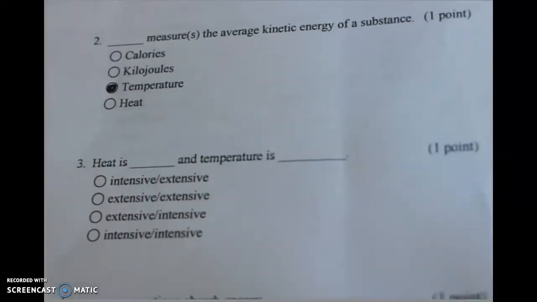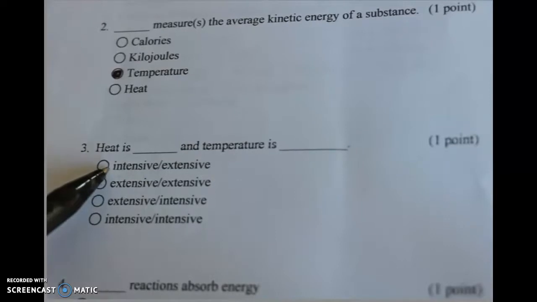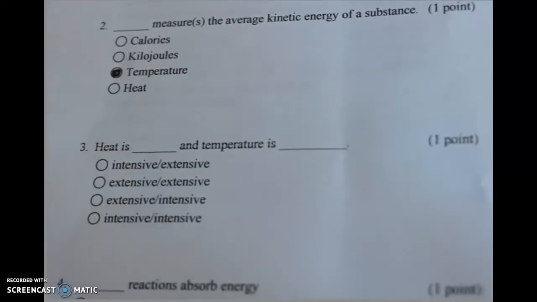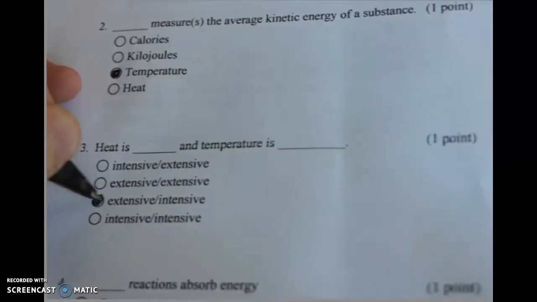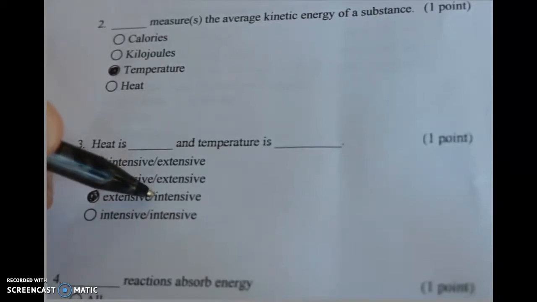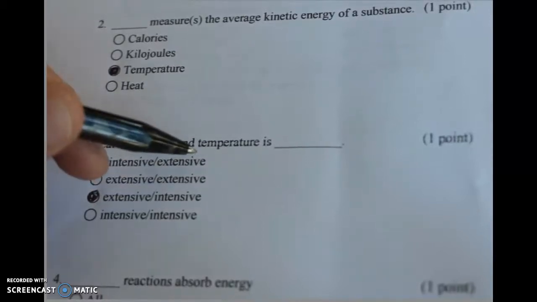Heat is, now there's a little bit of vocab with this. Intensive means it's independent of amount, and extensive means if you have a different amount you will get a different result. And heat is extensive and temperature is intensive. And so if you have two different beakers of water and they're both at 75 degrees Celsius, well, they have the same temperature. Their particles are moving at the same speed.